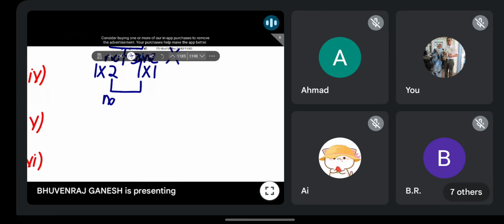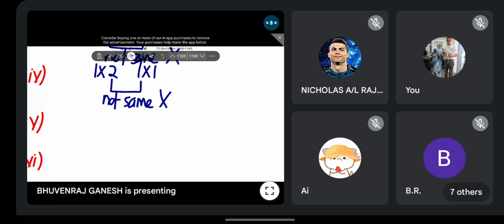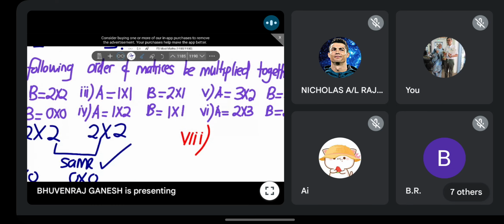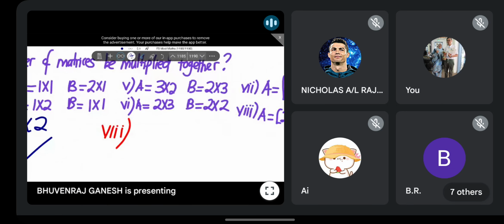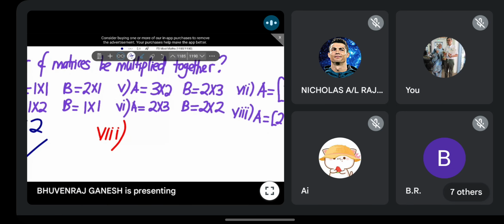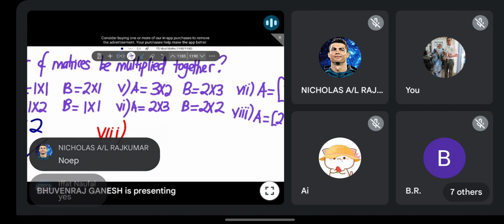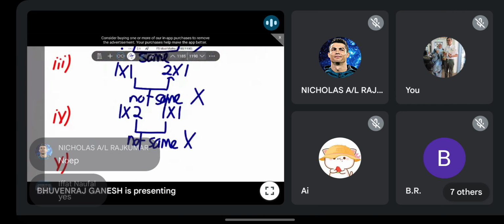So this one also not same. So cannot. Okay, so now fifth one. Fifth one can or not? Yes, very good. Because the number in the middle is the same.